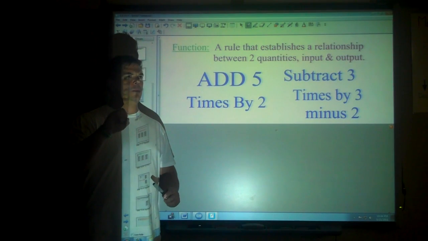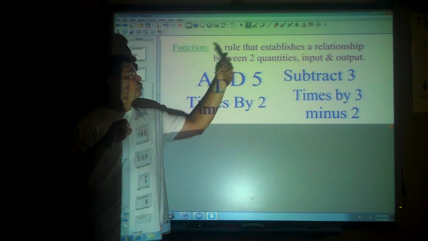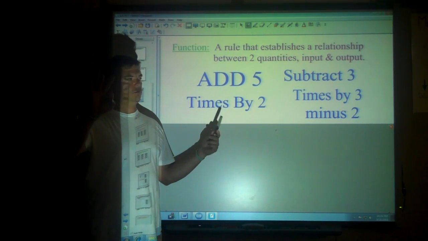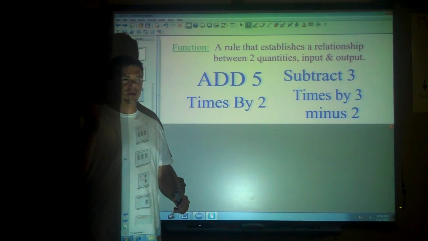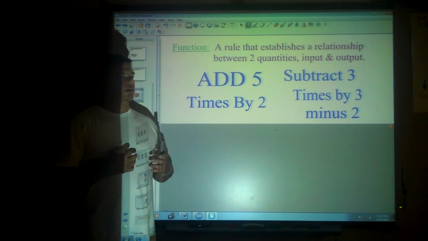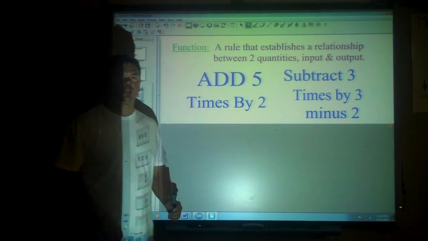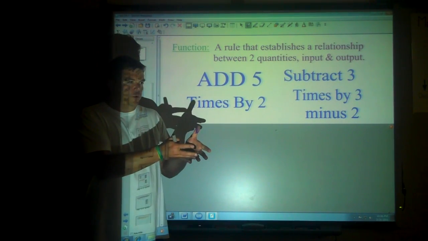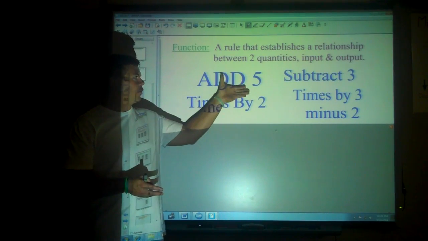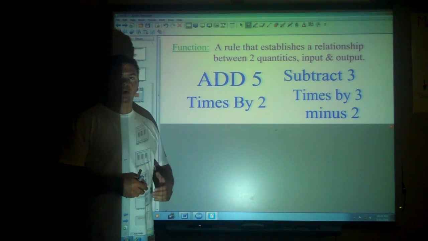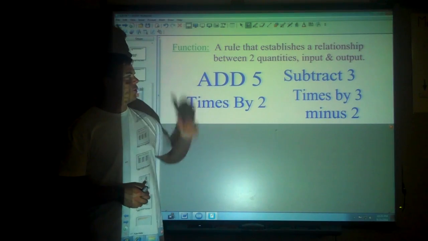If I said, okay, what about if I apply the function's rule to 3? Well, 3 plus 5 is 8. So the number that went in was 3, and out came the number 8. If I wanted to know what it would be if this were 100, all right? So then if I plugged 100 in, that's my input, I'd apply the rule to it, and I would get an answer of 105. So I'm going to apply the rule to no matter what comes in.